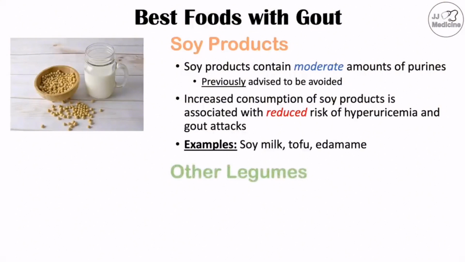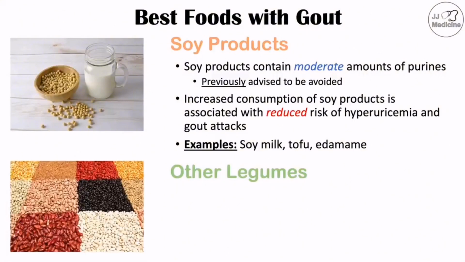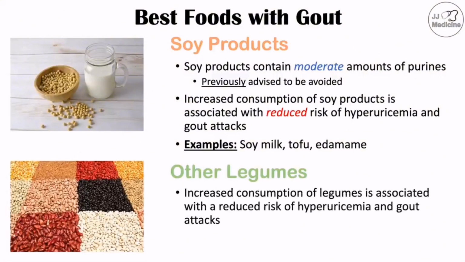And some other legumes can also be eaten with gout. Increased consumption of these other types of legumes is also associated with a reduced risk of hyperuricemia and gout attacks, and examples include chickpeas, lentils, and beans.